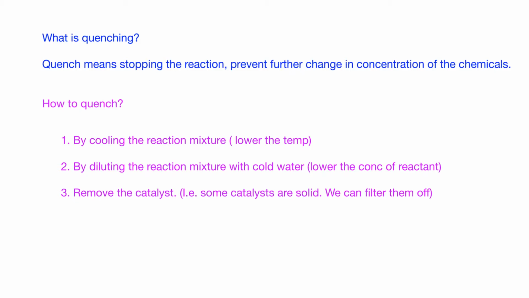So what is quenching? Just as I mentioned, quenching means stop the reactions. This can prevent further change in concentrations of the chemicals. If we have a concentration of HCl and we don't quench it, we just withdraw it from a beaker and put it in a conical flask, the reaction inside may still keep on going. This is not something that we want, so therefore we have to quench it. So how to quench it?